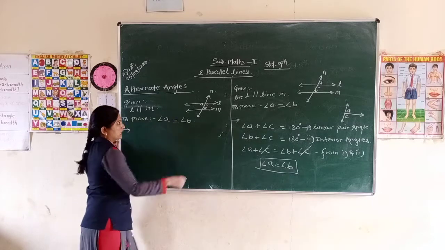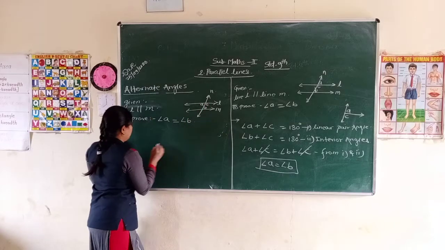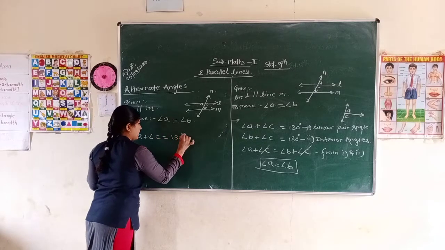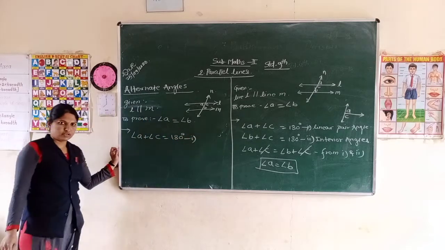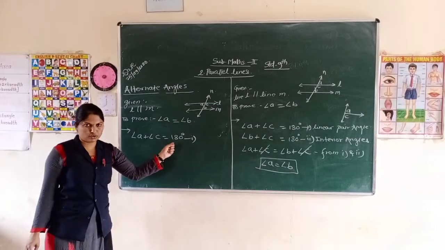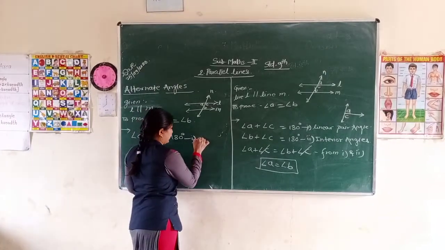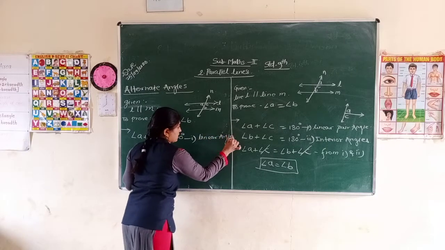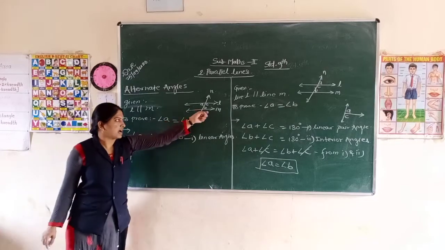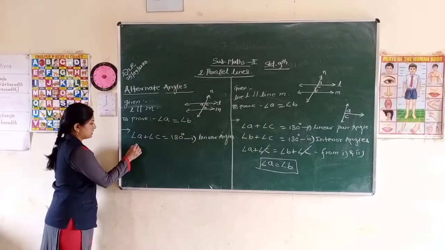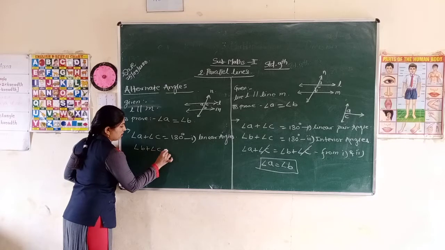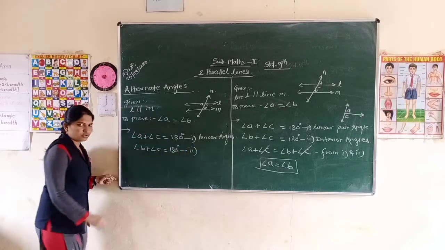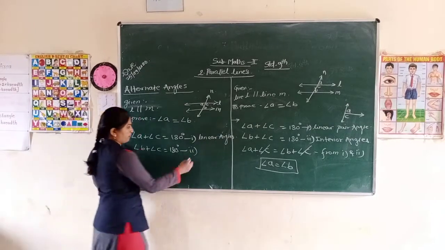Okay. Firstly, again, A plus C is a pair of linear angles. That's why the sum of these two angles is 180 degrees, linear angles. Then B and C are again interior angles. The summation of these two is also 180.